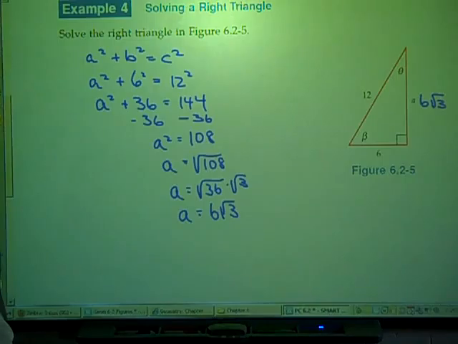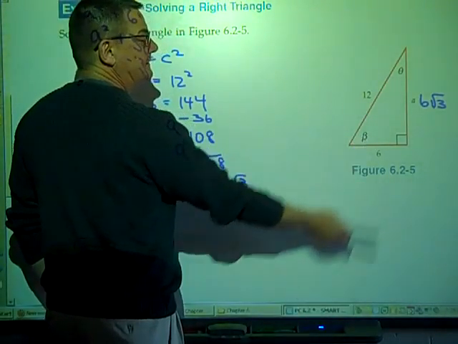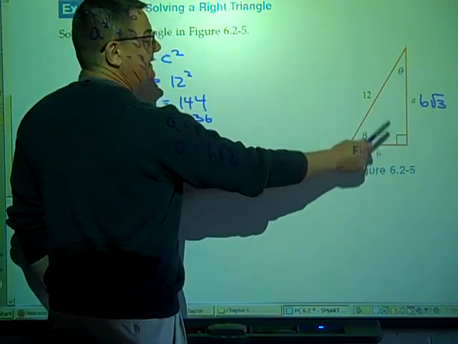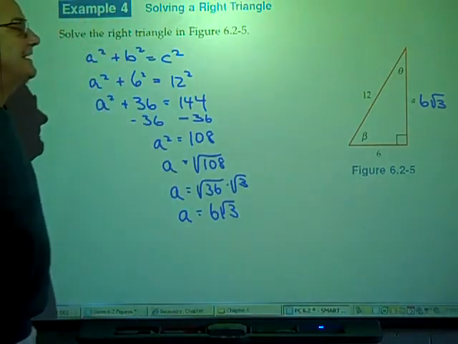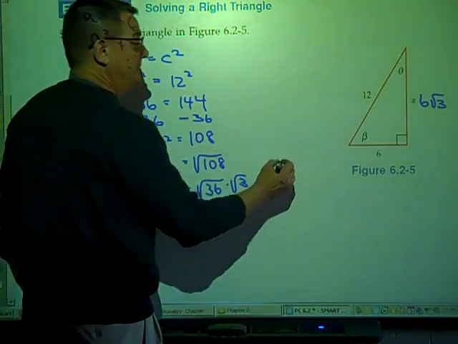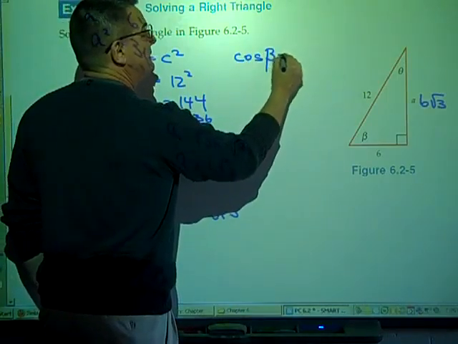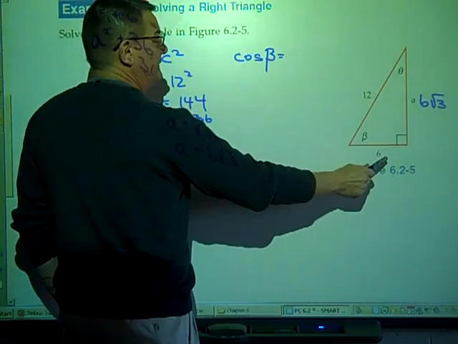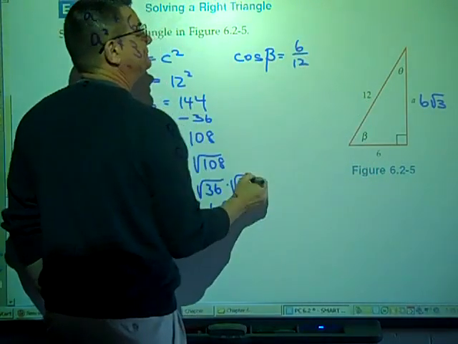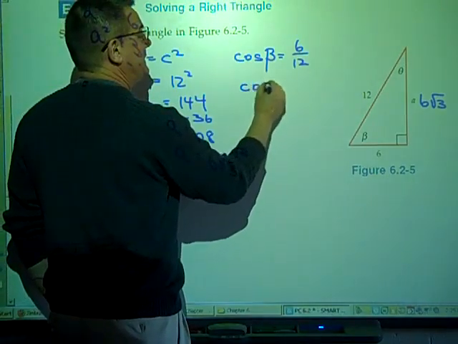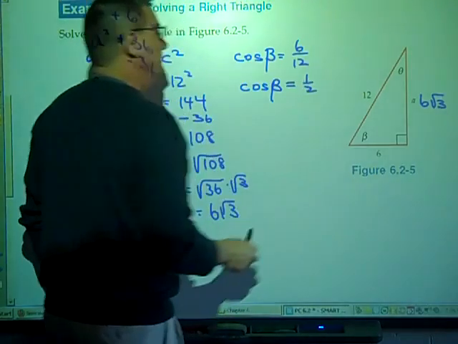Now if I want to find missing angles, in this case I have, let's say for beta, an adjacent leg and we have the hypotenuse. Adjacent leg and hypotenuse indicate that we should be using the cosine ratio. So the cosine of beta is equal to the ratio of the adjacent leg to the hypotenuse, so 6 to 12. So the cosine of beta is equal to 1/2 if we reduce.